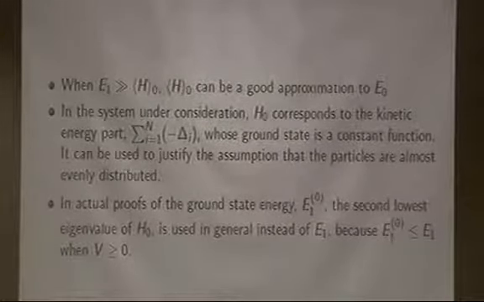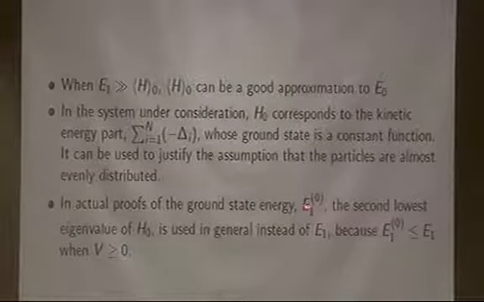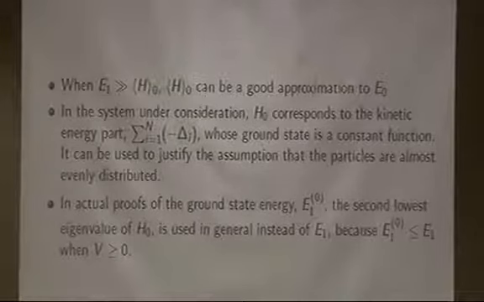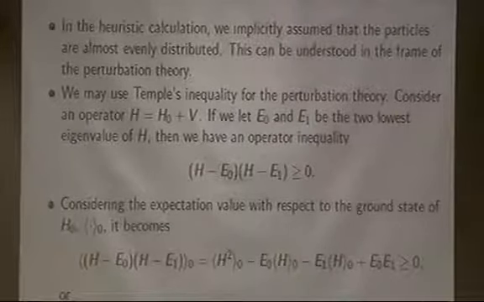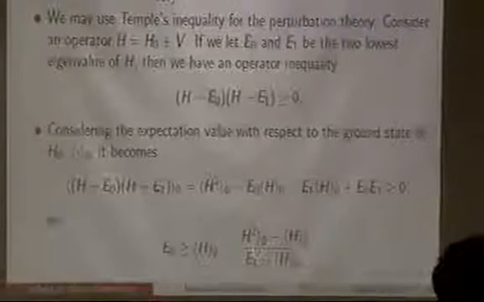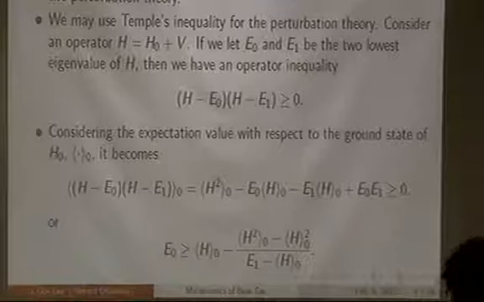In the actual proof of the ground state energy, which is just a technical point, we use E10, the second lowest eigenvalue of H0, instead of E1. First of all, E1 is hard to find, because it contains V. And secondly, E10 is smaller than E1, so this term becomes large and this one becomes smaller. Of course this is a worse lower bound, but still the right lower bound.